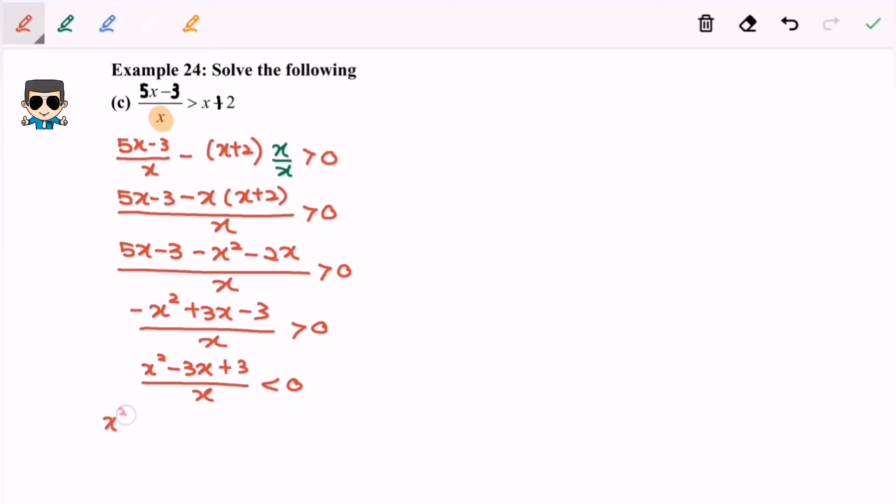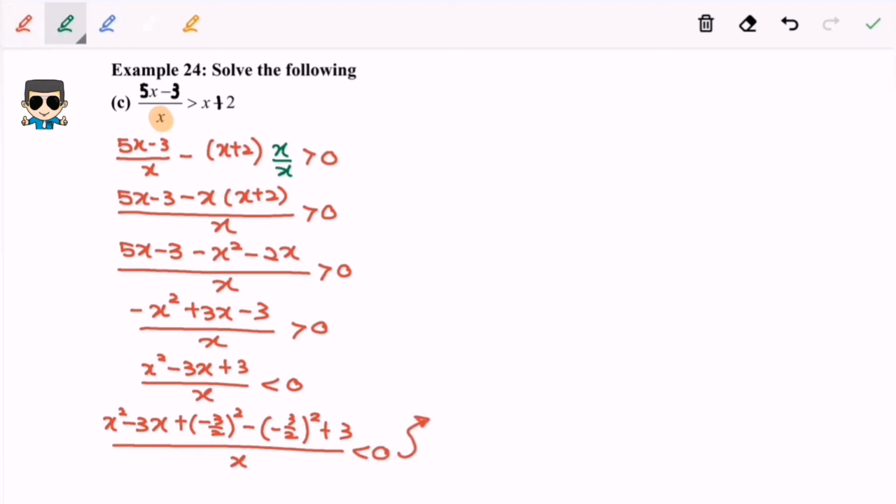So x squared minus 3x plus (negative 3 over 2) squared minus (negative 3 over 2) squared plus 3, over x less than 0. So now I'm going to further my discussion on the right hand side. So we will have (x minus 3 over 2) squared after we simplify this part. Next, we will have negative 9 over 4 plus 3 over x less than 0.